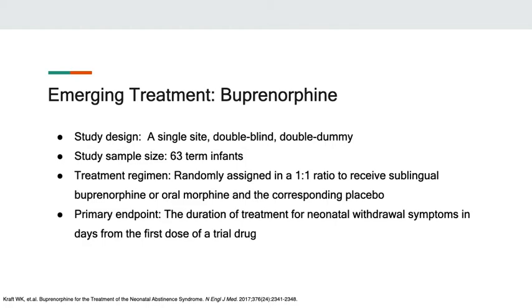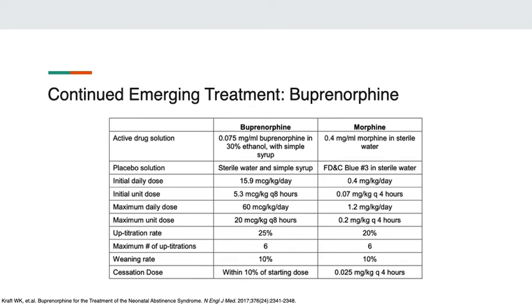Moving on to what they did in terms of the initial dose as well as the maximum dose that the two could get: the maximum dose was 60 micrograms per kg per day for buprenorphine and 1.2 milligrams per kg per day for morphine. As you see, it was fairly similar across the board in terms of the titration rate. It was about 25% for buprenorphine and 20% for morphine. And as you could see, another difference is that buprenorphine has that ethanol additive in it, and morphine did not.